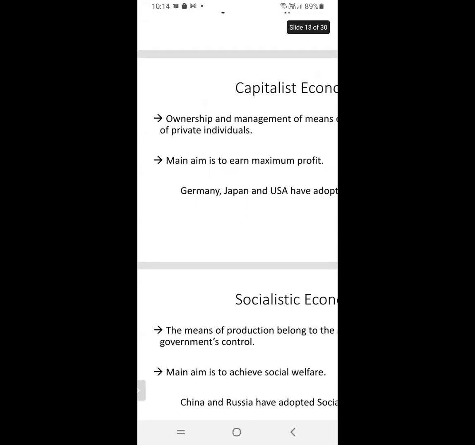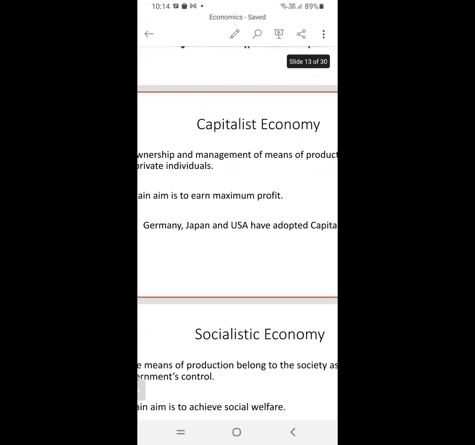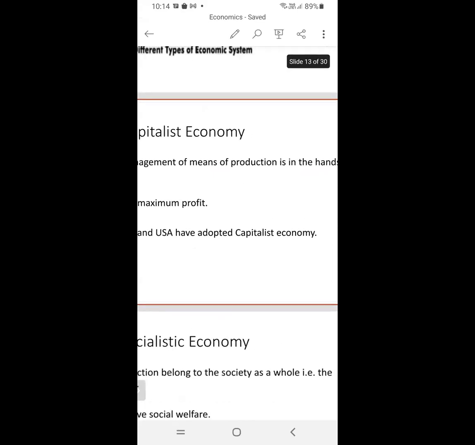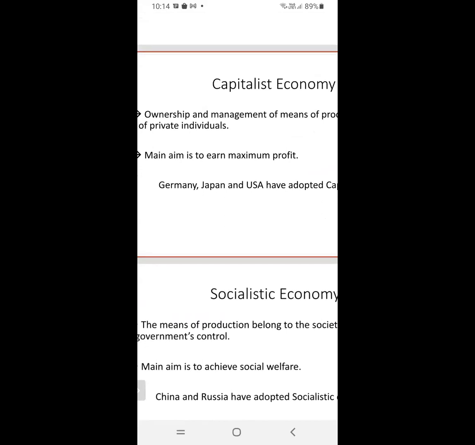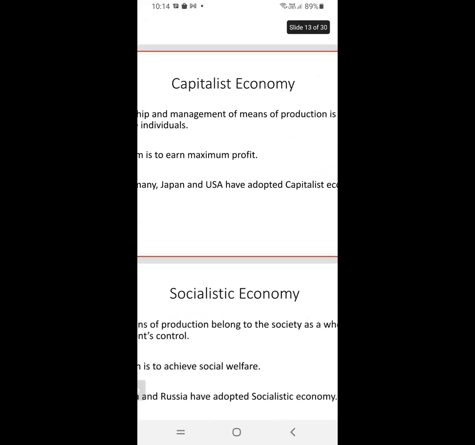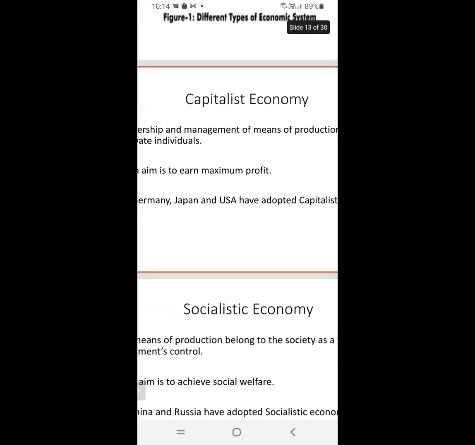Capitalistic economy means what? Ownership and management of means of production is in the hands of private individuals. There is no government interference. Everything is handled and managed by private individuals. The main aim is maximum profit, like USA, Germany. They are following the capitalist economy. That means there is no government control. Everything is handled and managed by private individuals, like corporate companies, which can earn more profit.